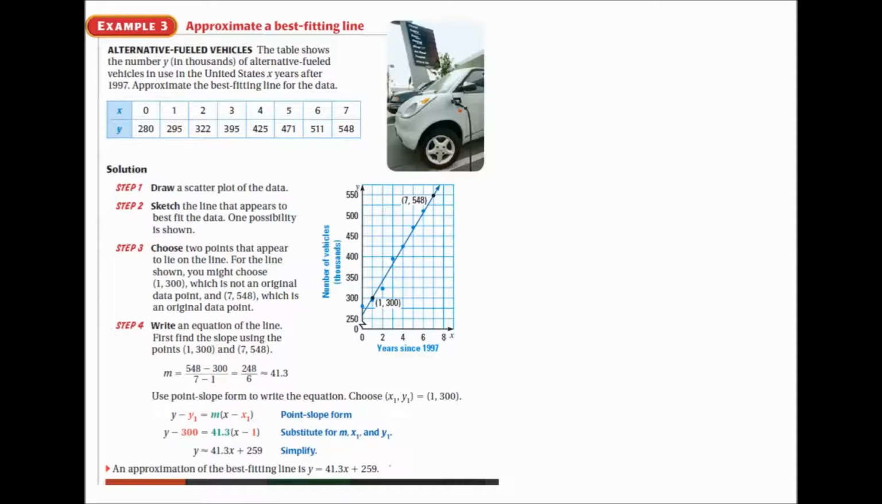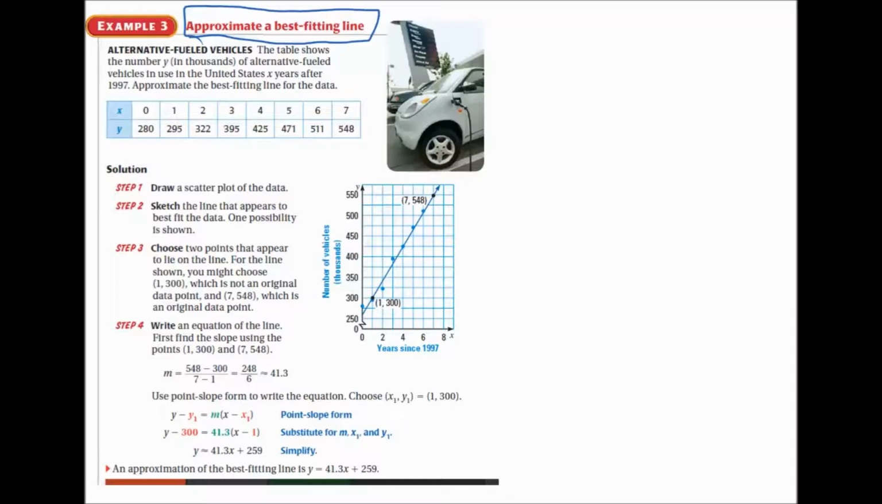Okay, I want to walk you through an example of the next skill you need, and that is to approximate a best fitting line. I chose this example from the textbook because I think it very clearly shows what you're supposed to do, and we can just follow. You can just walk with me through this. It says alternative fueled vehicles. The table shows the number y in thousands of alternative fueled vehicles in use in the United States x years after 1997. Approximate the best fitting line for the data.